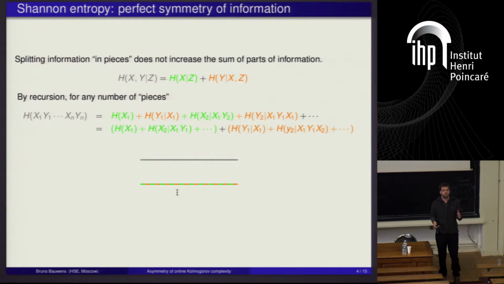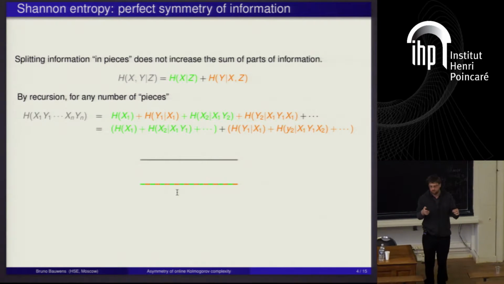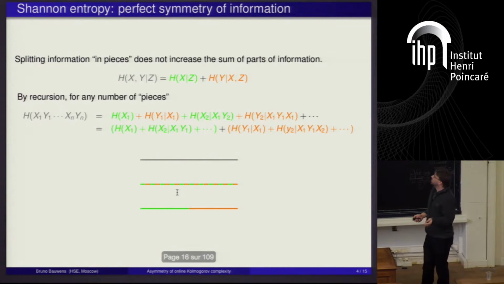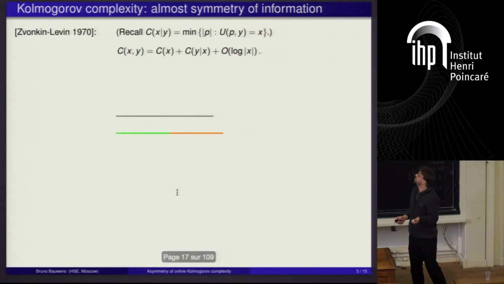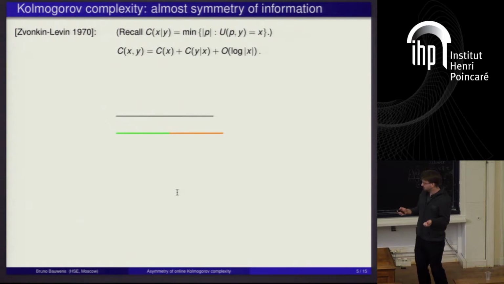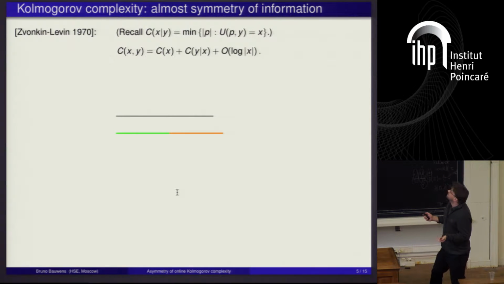So for those people who don't know it yet, I just say it's another measure of information, but it does not depend on a probability distribution. It measures the information in a bit string in an absolute sense. And for Kolmogorov complexity, we also have some law of symmetry of information. It's stated here. It's called symmetry of information. It was invented by some Russians.